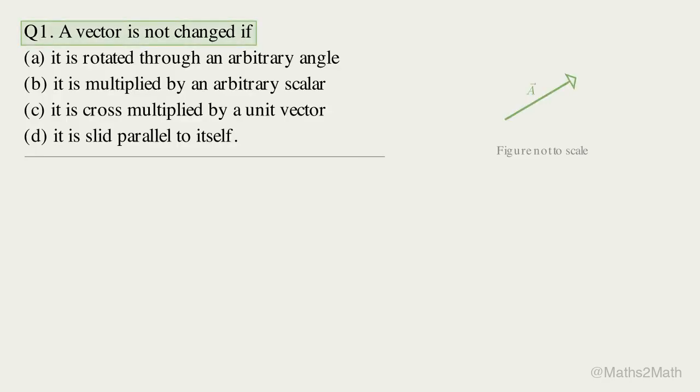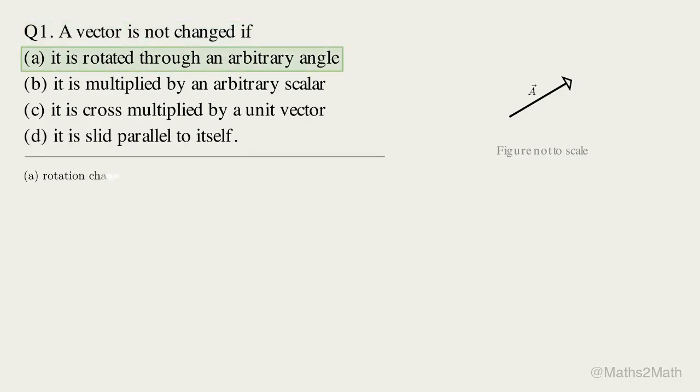Objective 1, Question 1. A vector is not changed if Option A. It is rotated through an arbitrary angle. Option B. It is multiplied by an arbitrary scalar. Option C. It is cross-multiplied by a unit vector. Or Option D. It is slid parallel to itself. What does this mean? We must find which operation leaves both the magnitude and the direction untouched.